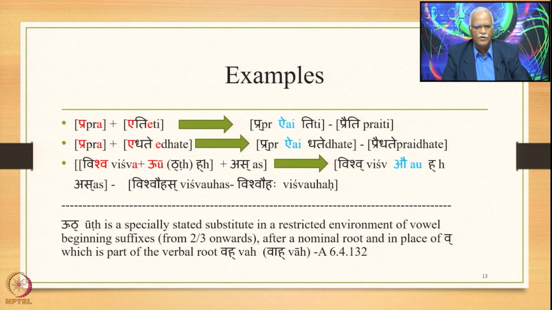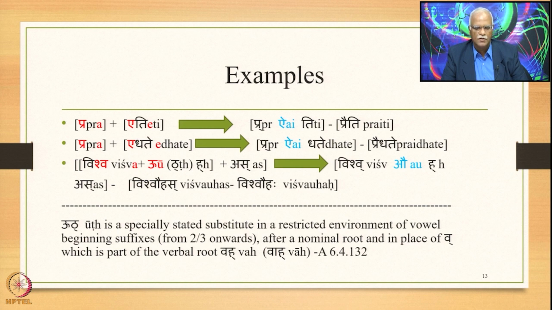And finally, when we go to this example where we have a compound Vishwa plus ut, ha, us, this is the accusative plural suffix, dvitiya bahuvachana, and the compounded word is Vishwavaha, and we have the sutra vaha ut 6.4.132 applying and converting this va of vaha into ut, and so we have Vishwa plus ut, ha, us, and so this a and u, the output is generated by the sutra 6.189, namely Vishwa au ha us, Vishwauhas, Vishwauhaha.